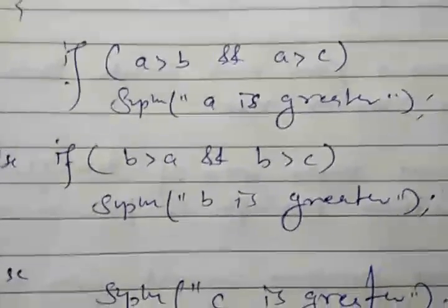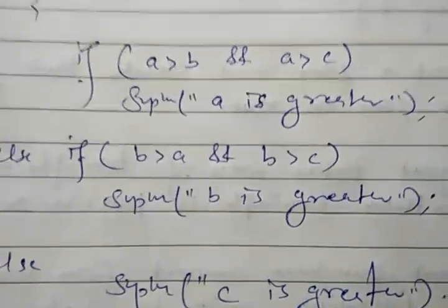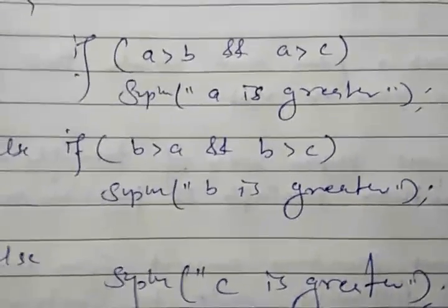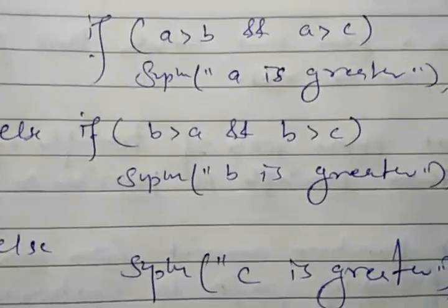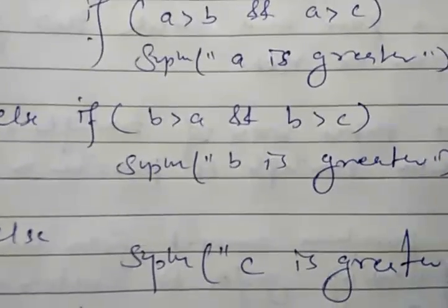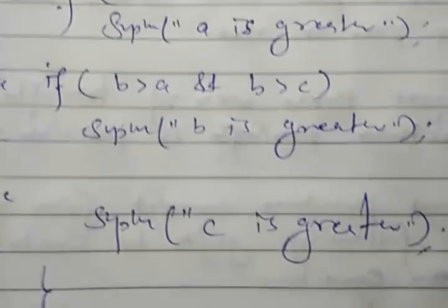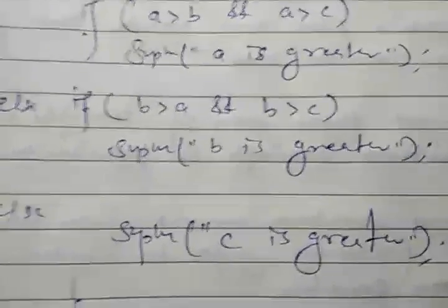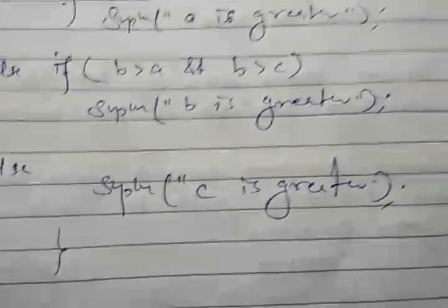So the first condition is if a is greater than b and a is greater than c, then we are printing a is greater. In case the first condition is false, it will come to the second statement. Again we are checking here, if b is greater than a and b is greater than c, then we are printing b is greater. If a and b are not greater, then the system will automatically print the message c is greater.